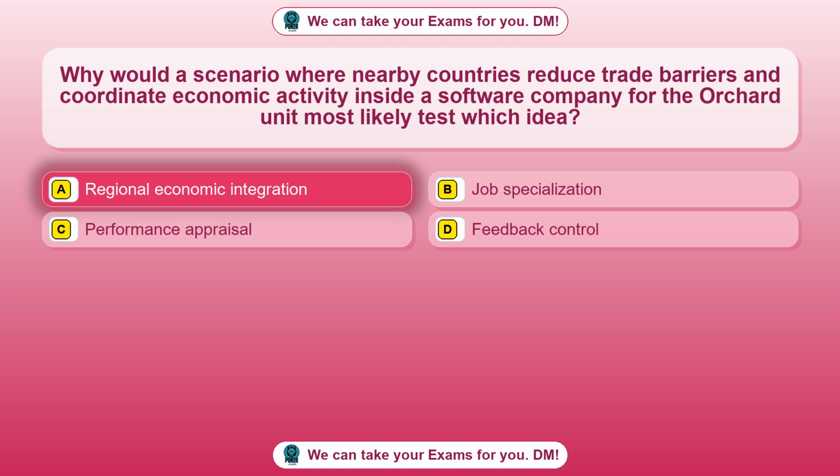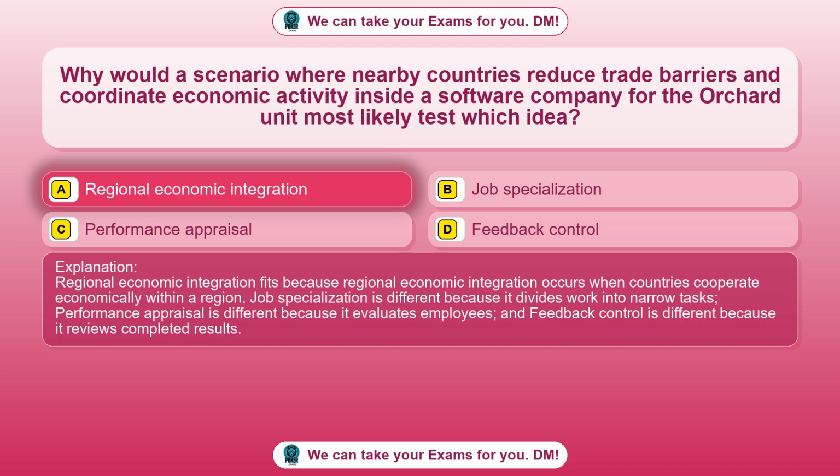Regional economic integration. Regional economic integration fits because regional economic integration occurs when countries cooperate economically within a region. Job specialization is different because it divides work into narrow tasks, performance appraisal is different because it evaluates employees, and feedback control is different because it reviews completed results.